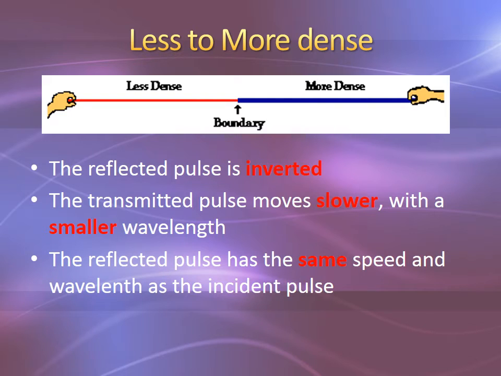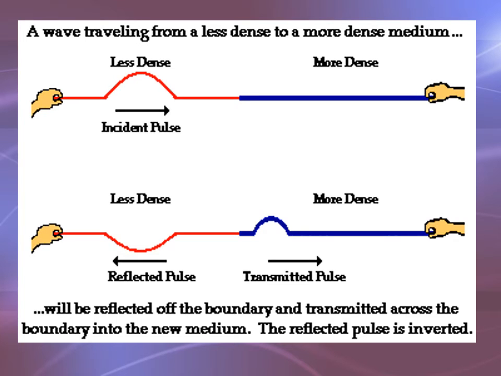The reflected pulse has the same speed and wavelength as the incident pulse because the speed is a property of that medium and the frequency hasn't changed, so the wavelength stays the same. So here's this in a picture of what it looks like, the incident pulse coming in, and then after the interaction at the boundary, some reflection. You'll notice it has less amplitude than the incident pulse. The rest of that energy was transmitted into the more dense string.